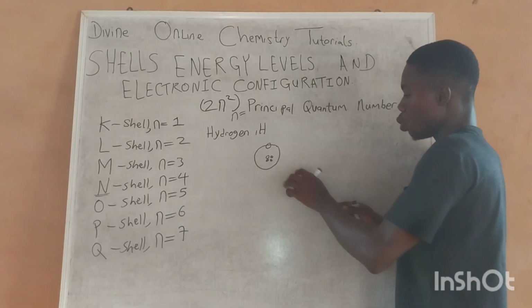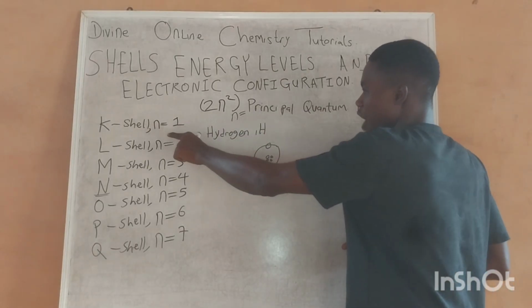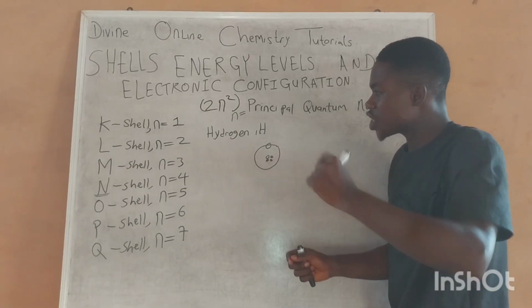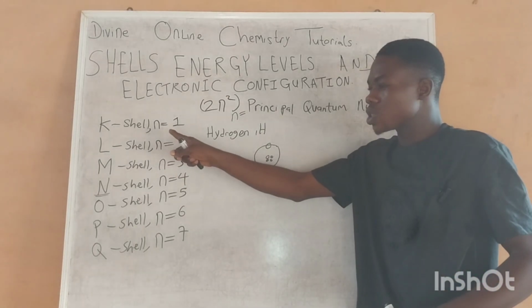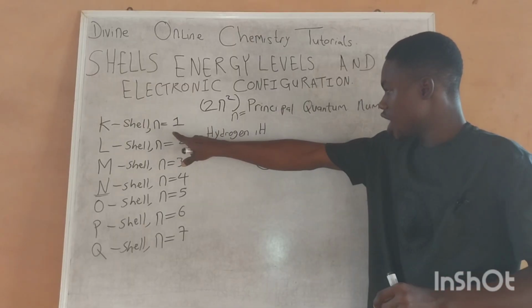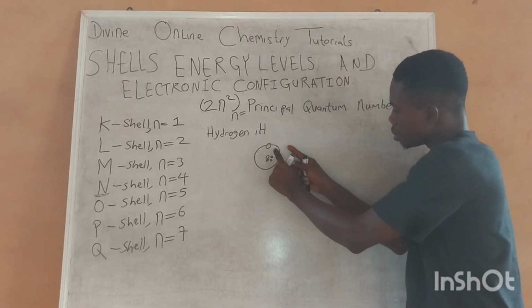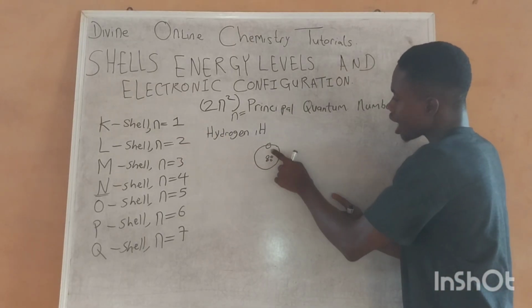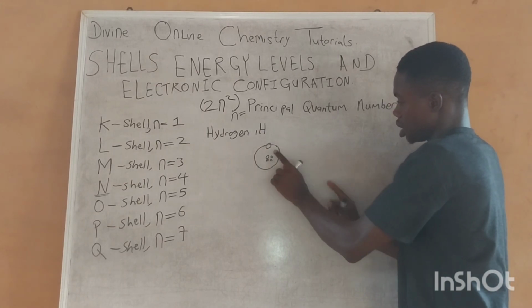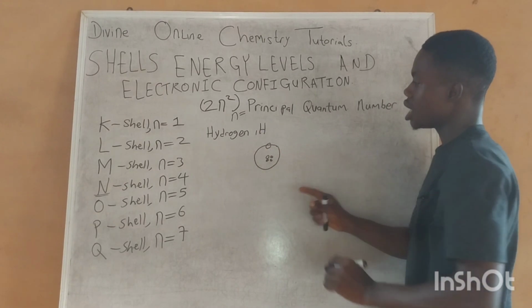You must always start with the first shell, which happens to be the K shell, which has the lowest energy level. So this is the way to represent it: the shell, the nucleus, and the 1 electron spinning in the shell.